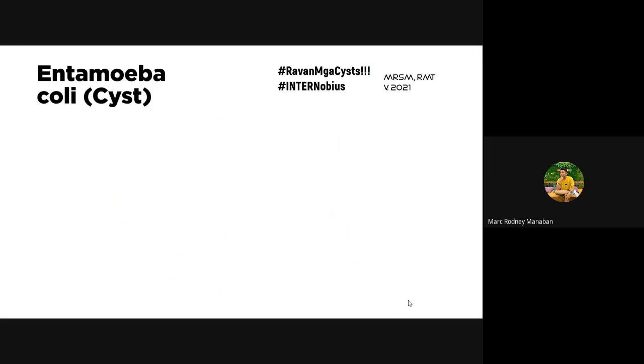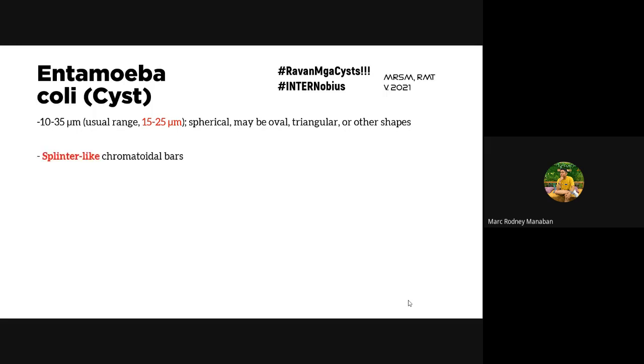Now, Entamoeba coli, we have compared Entamoeba histolytica in the first part, in yesterday's lecture, if you can remember. So we'll continue, just a review. For the cyst, it's quite large, 15 to 25 micrometers in size, spherical or oval, could be triangular or other shapes. Chromatoidal bars, splinter-like, or it has a broomstick appearance. Please take note of that, dear.